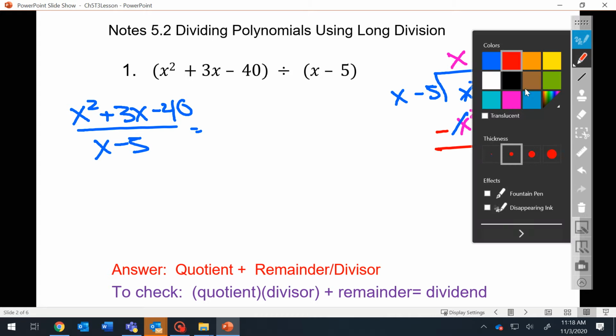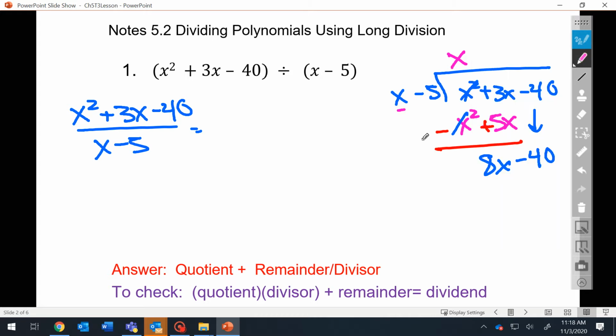We ask ourselves the same question. How many times does x go into 8x? It goes in 8 times. 8 times x is 8x. And negative 5 times 8 is negative 40.